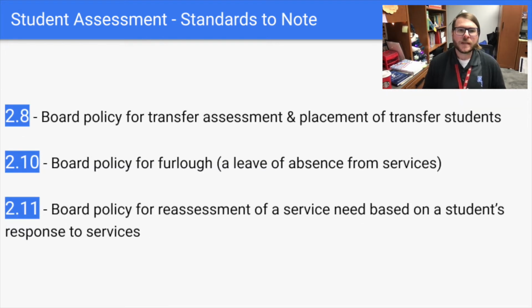All right, 2.8 says that board policy for transfer assessment and placement of transfer students must exist. 2.10 involves board policy for furlough, which is a leave of absence from services. 2.11 is regarding board policy for reassessment of service need based on a student's response to services. So in other words, if the student isn't responding positively to services, we can reevaluate that and see what we need to add on, take off, that kind of thing.